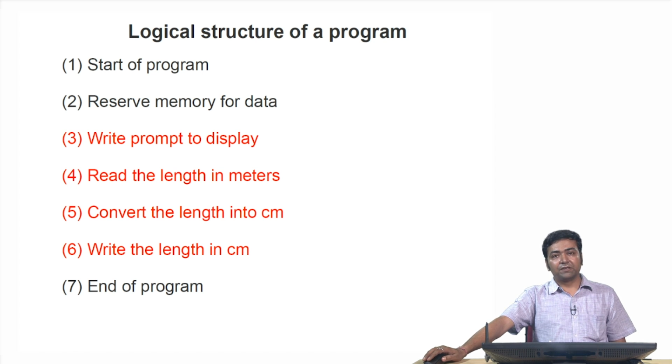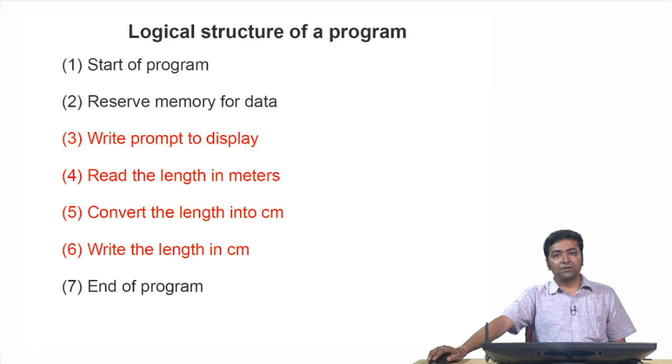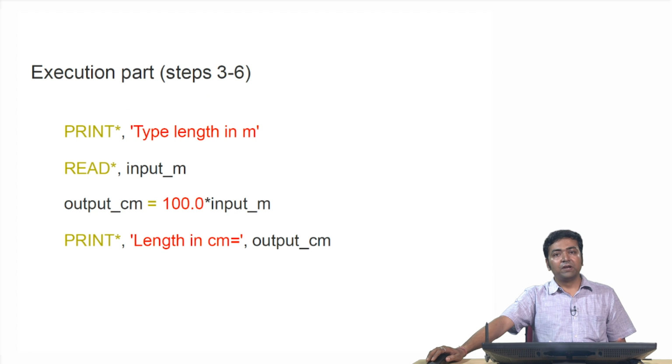So, the next step is, how do I write or prompt to a display. Typically, this set of instructions consists of steps 3 to 6 of my logical structure of the program. What that implies is, now we are going to discuss how to read inputs and how to write outputs, and then how to perform mathematical operations inside the code.